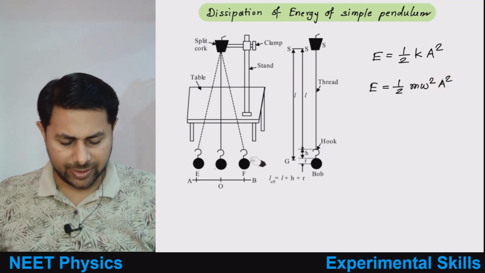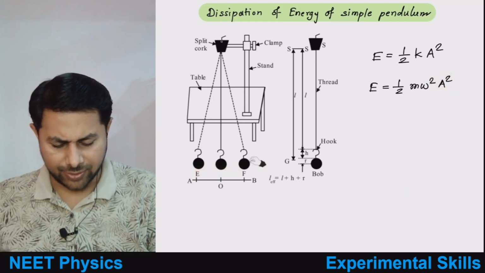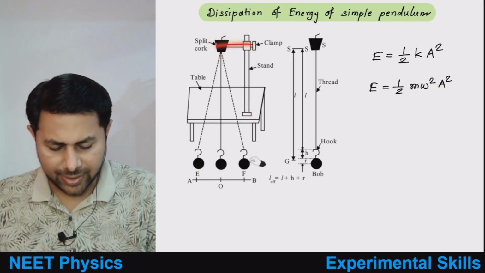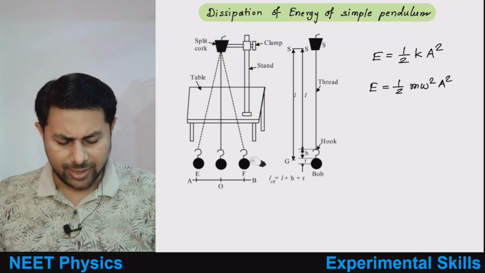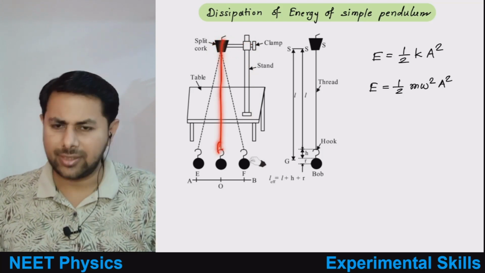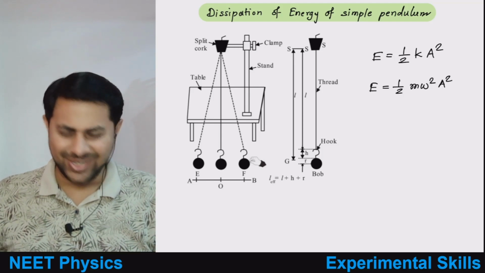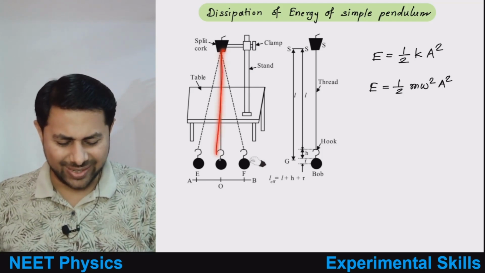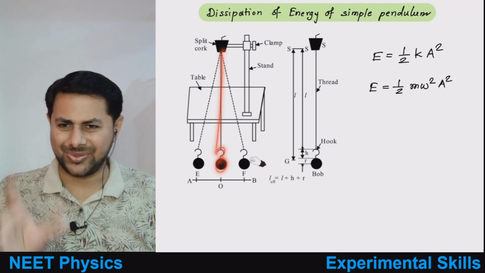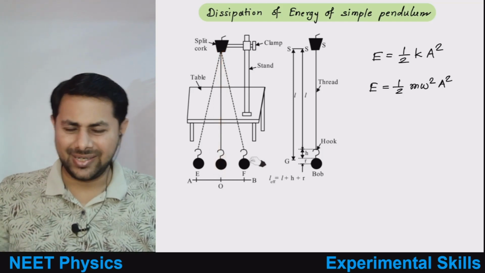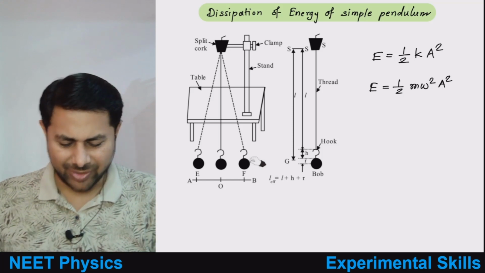So we start with this kind of a setup, right? This is just a stand, here there is a split cork, and then there is a wire. Now you don't need to remember all of these details, right? There is some pendulum, there is this wire, and a mass is connected to that, and then that mass oscillates. Then what will you do?